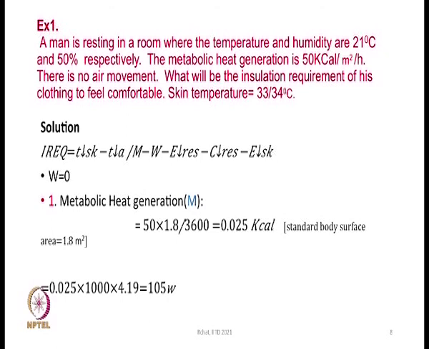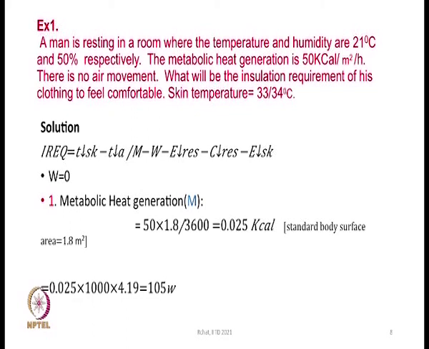Let us say an example in which a man is resting in a room where the temperature and humidity are 21 degrees centigrade and 50% respectively. The metabolic heat generation is 50 kilocalorie per meter square per hour. There is no air movement in the room. What will be the insulation requirement of his clothing to feel comfortable? Skin temperature generally varies between 33 and 34, we may choose a value of 34.